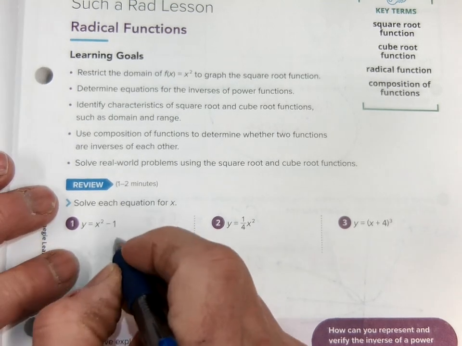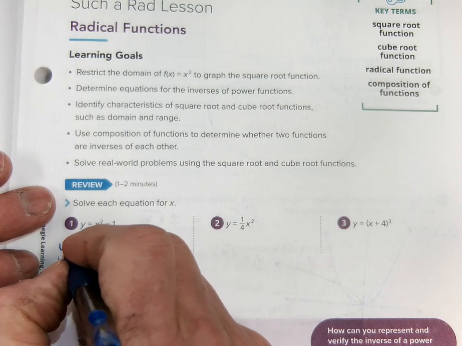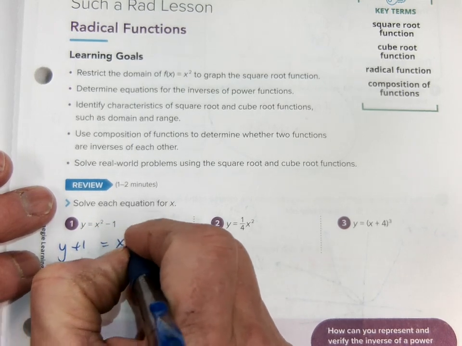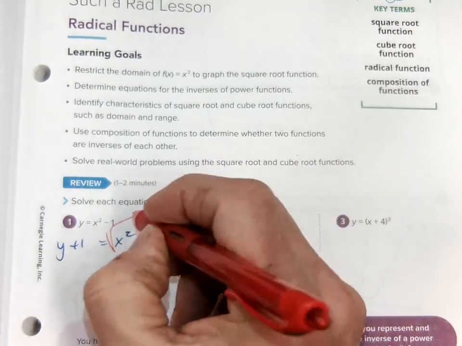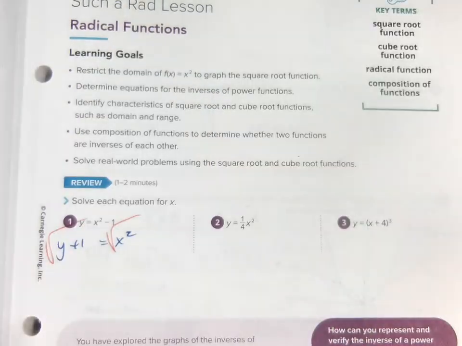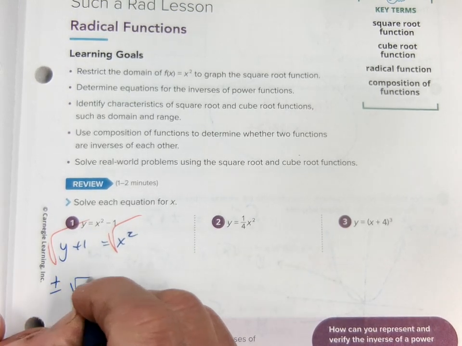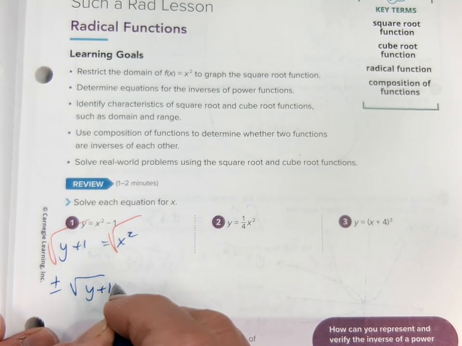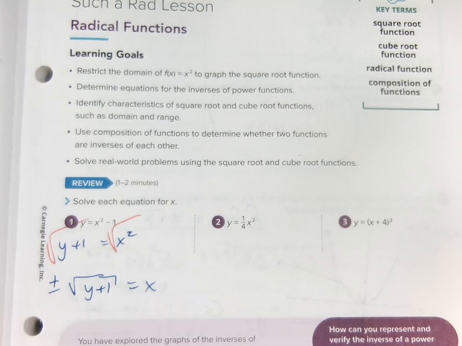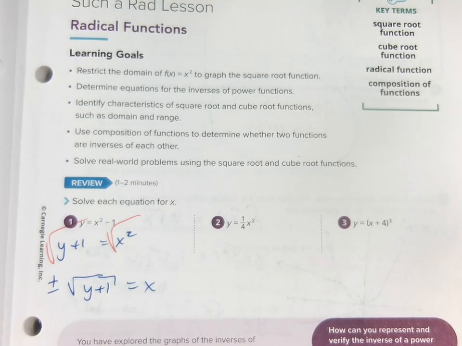So let's go ahead. I'm going to go plus 1: y plus 1 equals x squared. Then I'm going to square root both sides to get x by itself. Now, here's the thing. Because of the x squared, there have to be two answers, so it's plus or minus the square root of y plus 1 equals x. Okay?